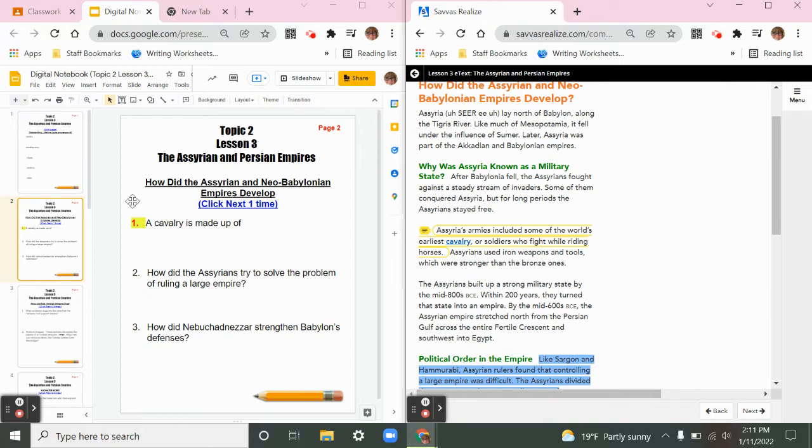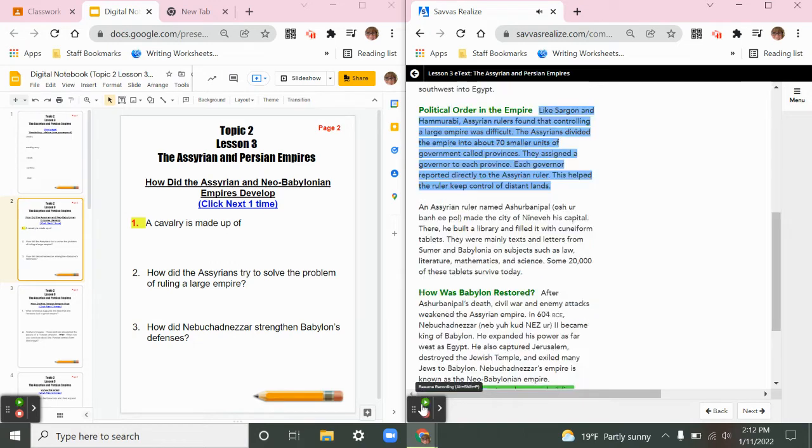All right, page 2 of our digital notebook, number 1. Please notice it is marked that it is a quiz question. You will find the quiz answer in the circled yellow text. So a cavalry is made up of what? Pause my video and get that answer now.